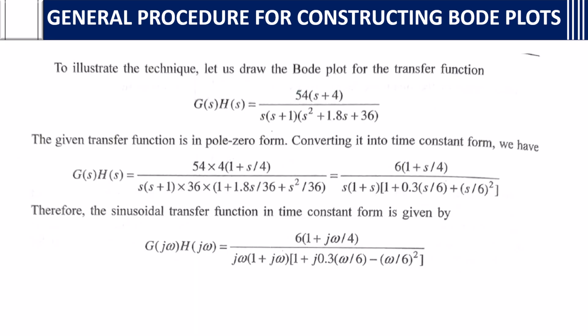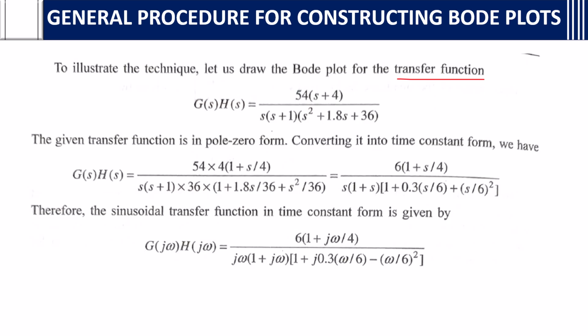To illustrate the technique, the whole 6 points, we will take a small example. That is the transfer function. G(s)H(s) equals 54(s+4) divided by s(s+1)(s² + 1.8s + 36). If you see, this 54 is nothing but K, the open loop gain.